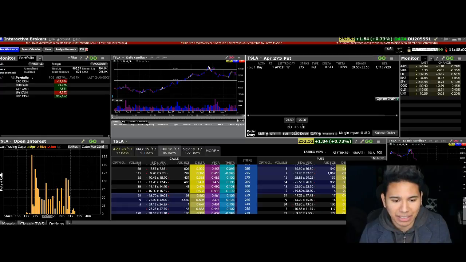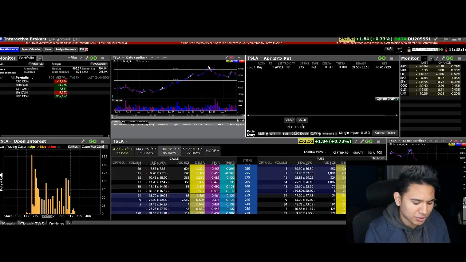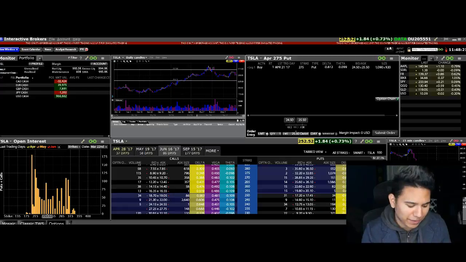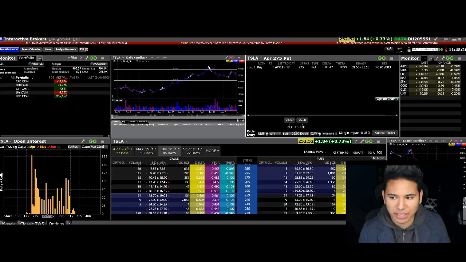Vega is volatility, so how volatility will impact your option contract, and then theta is time. Rho is interest rates, and then gamma is the rate in which the delta is moving or affected. So that one's kind of tricky to understand. It's the rate of change of the delta, and I might do a video on that. I don't think it's super relevant to do that, but I might.